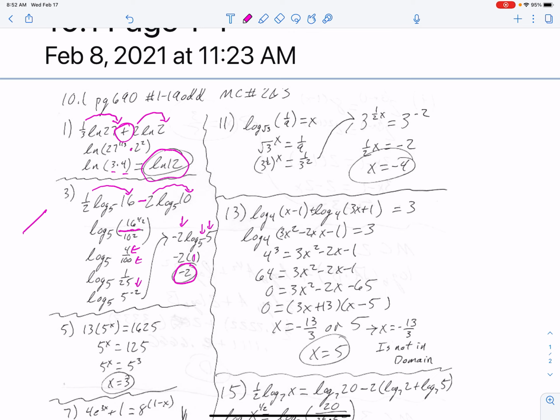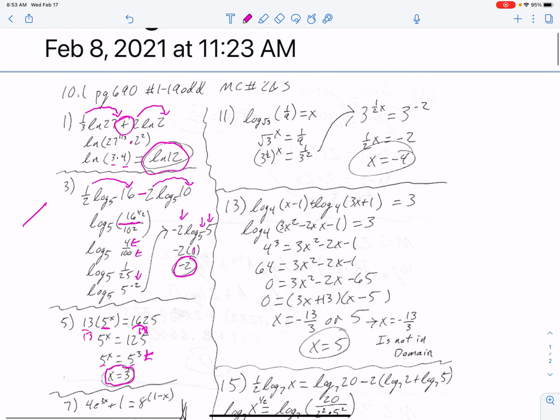Number 5, 13 times 5 to the x power. Our goal should always be to try and get the value that's the exponential function alone, so I'll divide both sides by 13, and that gets me 5 to the x equals 125. Well, 125 is the same as 5 cubed, and now since my bases are equal, I know x equals 3.